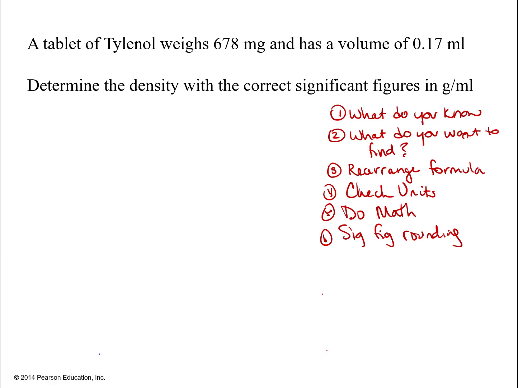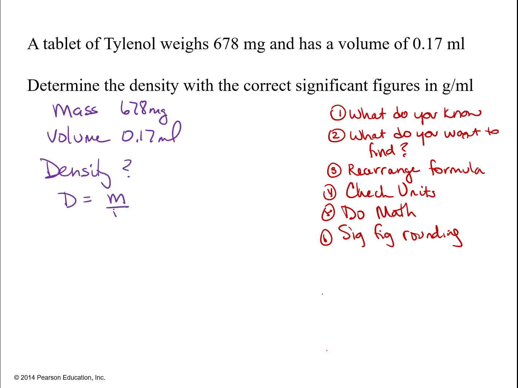Set this one up. So what do you know? So you know mass is 678 milligrams. You know volume, which is 0.17 mLs. And so what I want to find? Density. Okay? So we know D equals M over V. So we don't have to rearrange that formula. It's already set up, so D's all by itself.